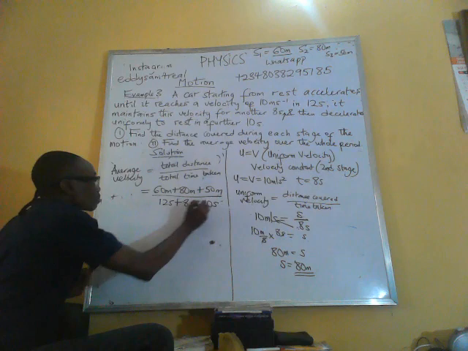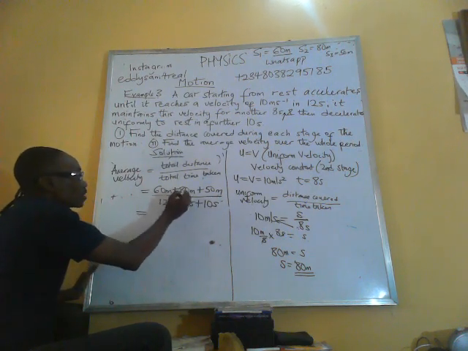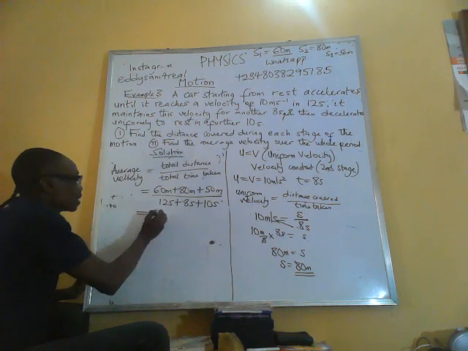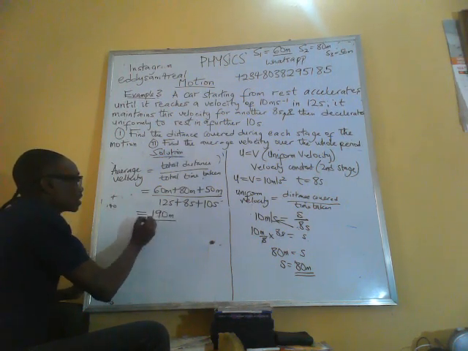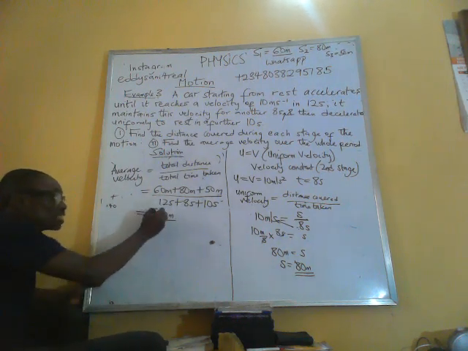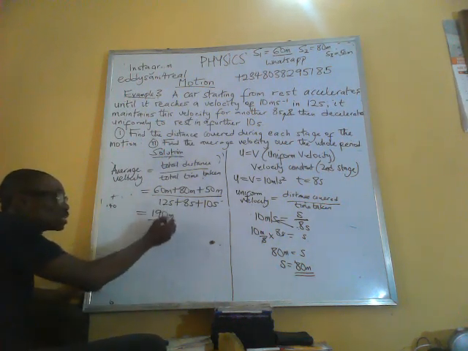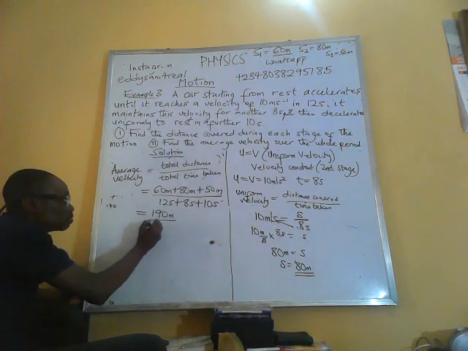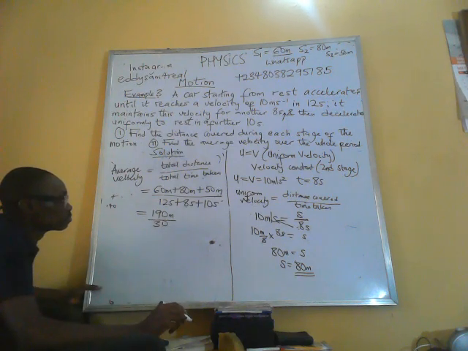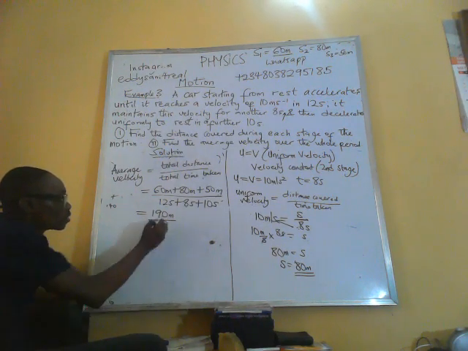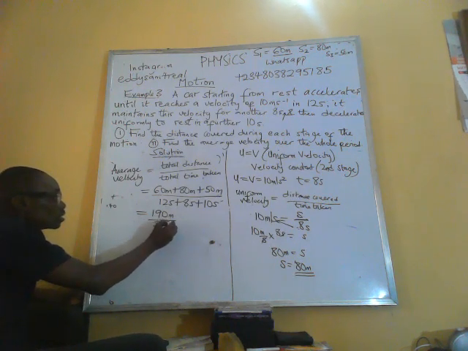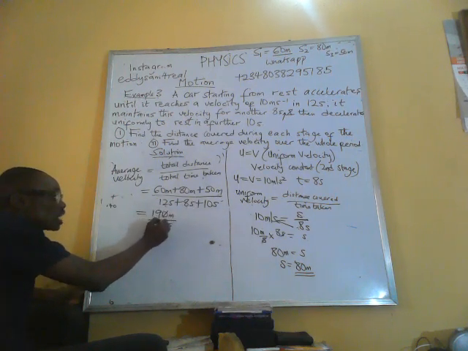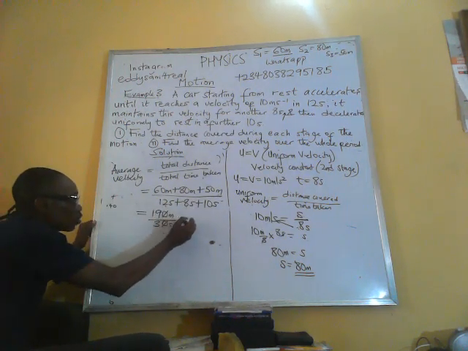So when we add 60 plus 80 is 140, plus 50 is 190 meters. The total distance traveled is 190 meters. Then 12 plus 8 is 20, 20 plus 10 is 30. So 30 seconds. 0 cancels 0. 19 divided by 3 is going to give you 6 point something.